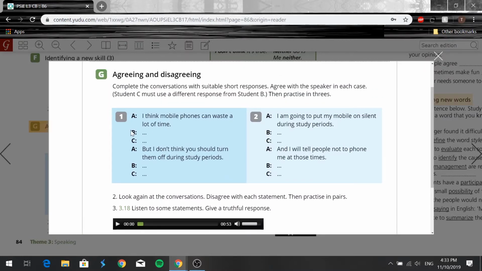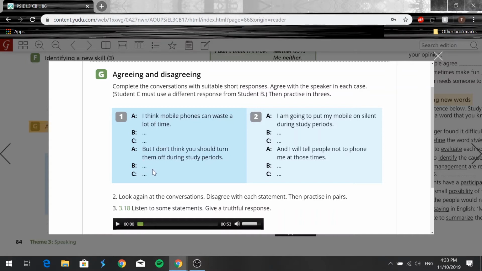I think mobile phones can waste a lot of time. What can B say, you guys? Again, A said, I think mobile phones can waste a lot of time. So B could say, I do too. And C could say, so do I, instead of saying I do too as well. So again, A said, I think mobile phones can waste a lot of time. B said, I do too. And C said, so do I. Okay? What about number 2?